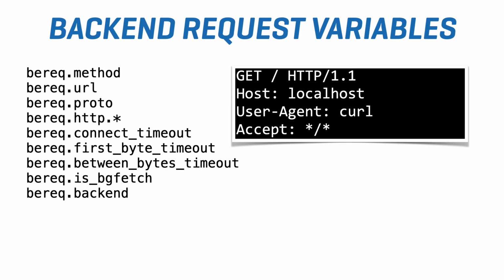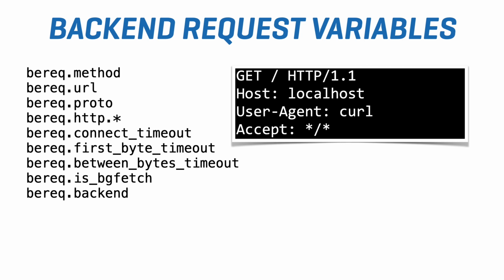When a request cannot be satisfied by the cache, a backend request needs to be made, and that's where the request object gets copied into the backend request object. Most of the properties look the same. There are some exceptions though. While the method, the URL, the protocol, and the HTTP headers match, there's a connection timeout, a first byte timeout, and a between bytes timeout. These timeouts are set to runtime parameters but can be overridden in the backend definition.